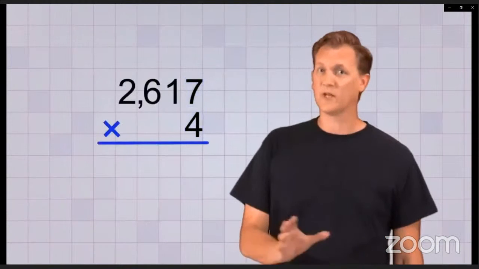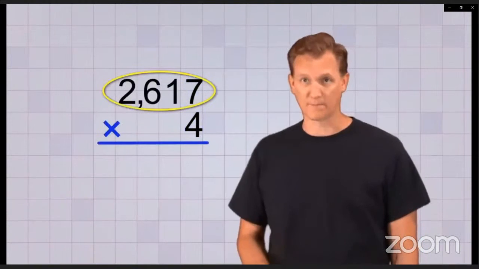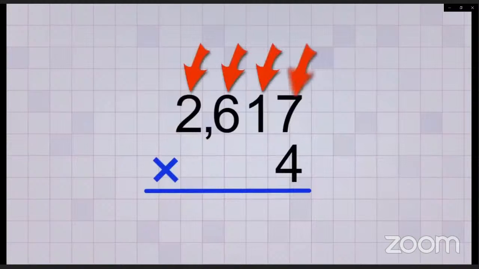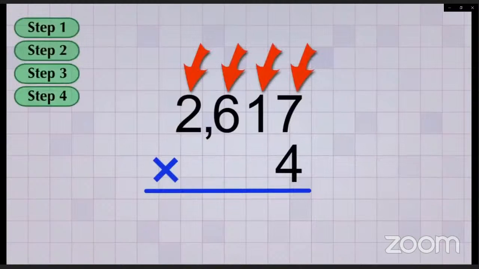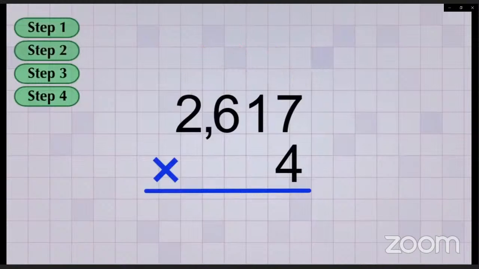Let's multiply 2,617 by 4. Okay. Again, we stack our problem with the ones places lined up, and we make sure that the number with the most digits is on top. Because our top number has 4 digits this time, it means we'll break this problem up into 4 small multiplication steps. We'll multiply the bottom digit by each digit in the top number, starting with the ones place on the right and working our way left.